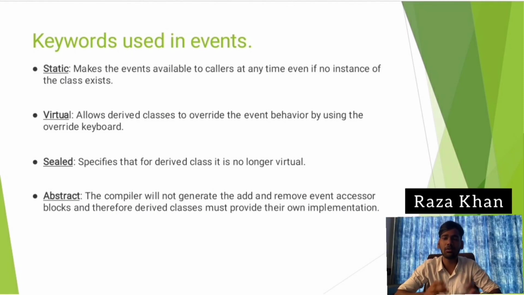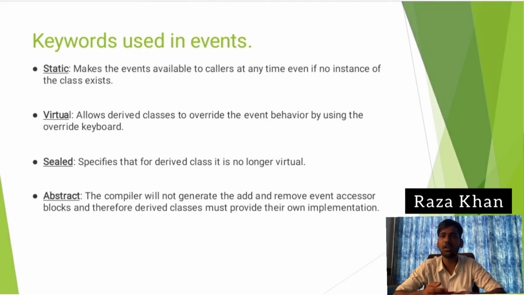As explained by my co-presenter Sohail about how and why we use access modifiers in our events and delegates, further we will see different keywords we use while writing our events. Let's remember that we are using delegates to write our event, because delegates and events are closely linked together. So while writing an event, we use delegates. One of the first keywords that we use is static. The static keyword is used to make it available to the caller at any time, even if there is no instance of the class.